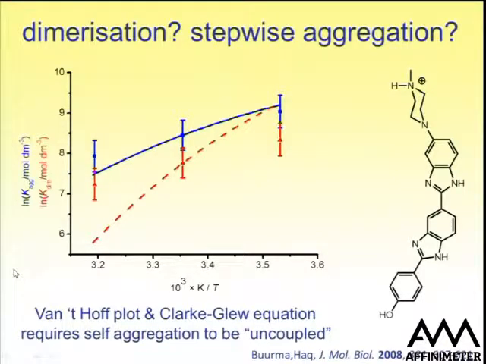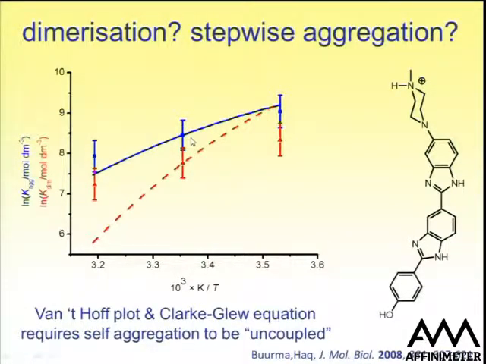We've plotted the data as a function of temperature. We've done these experiments at different temperatures. These are the equilibrium constants of self-aggregation if we analyze the data in terms of a stepwise aggregation model or in terms of a dimerisation model. So you can see that the data points are on parallel lines, but the slope of that line should be your entropy of interaction.